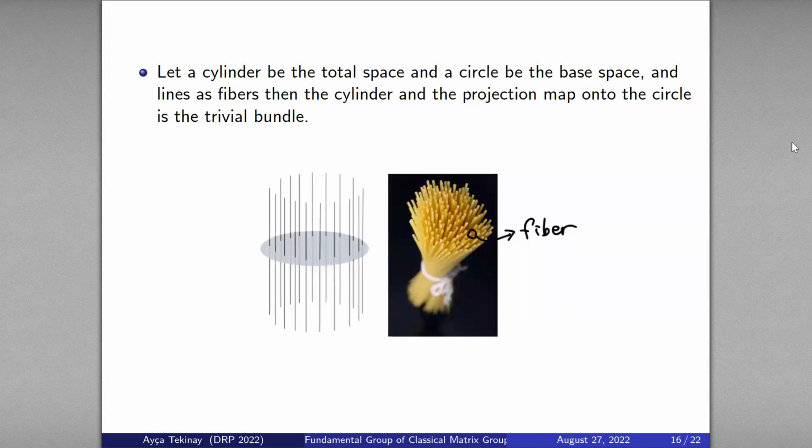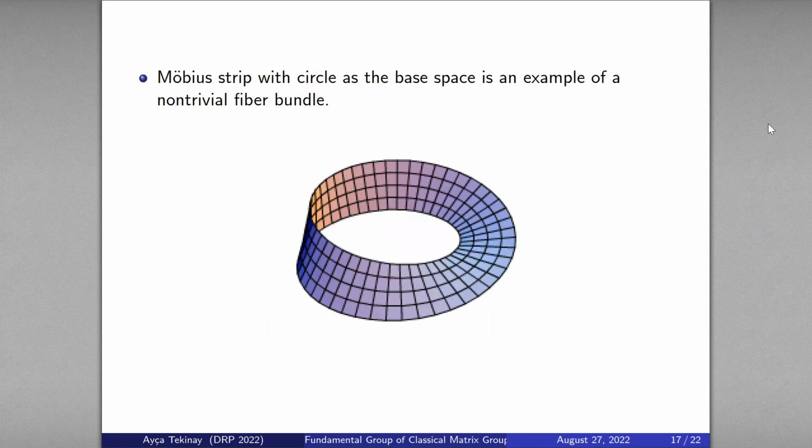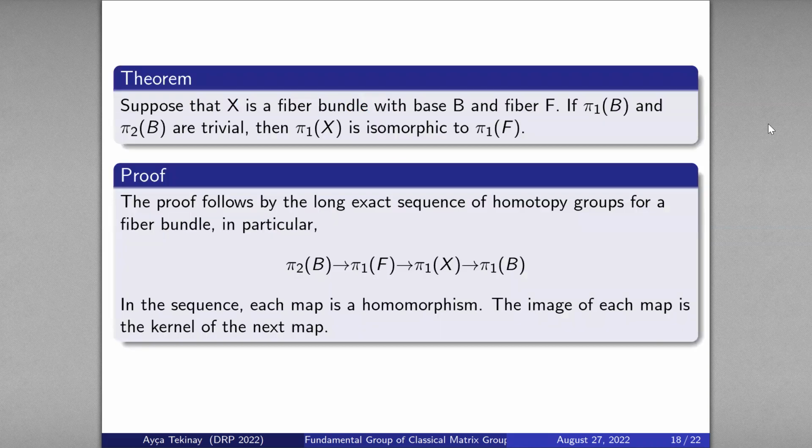If we come to the examples, they are more fun. For the trivial fiber bundle, you can think of a cylinder as your total space and a circle as your base space, and lines as fibers. It looks like this, with the projection map onto the base, and it looks like spaghetti with spaghettis as fibers. Also, the Mobius strip with the circle as the base space is a non-trivial example of a fiber bundle. So now we have defined the fundamental groups and fiber bundles, so we can use this theorem.